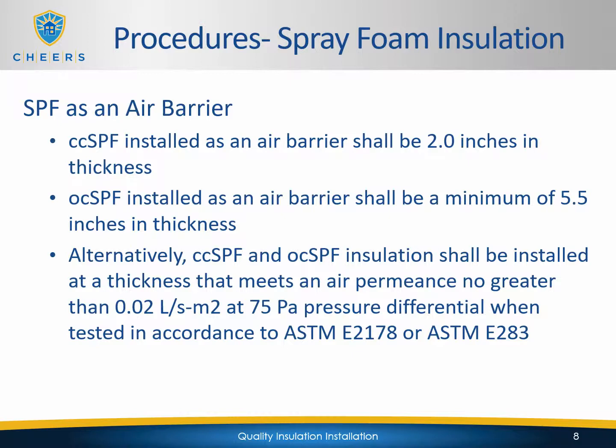As HERS raters, you are not going to worry about the third bullet. Just keep in mind the first two, which is closed cell, at least 2 inches, open cell, at least 5.5 inches, in order to be considered an air barrier. Those are the main two standards that you'll see and verify as a HERS inspector.